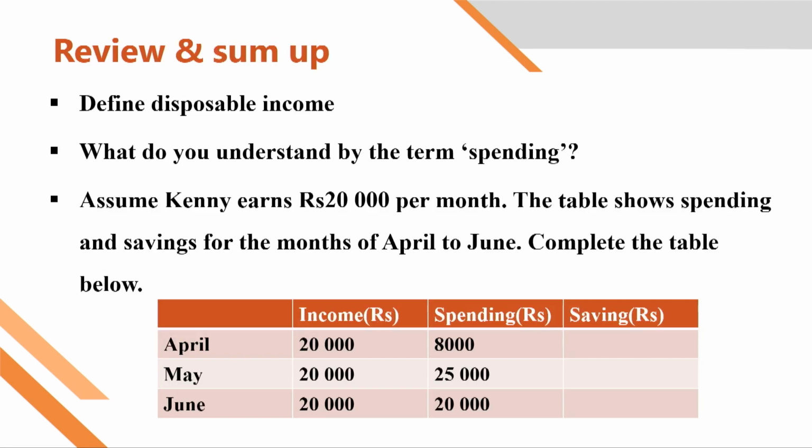Now, you can take some time to make a review and sum up. Define disposable income. What do you understand by the term spending? Assume Kenny earns 20,000 rupees a month. The table shows spending and savings for the month of April to June. Complete the table below.